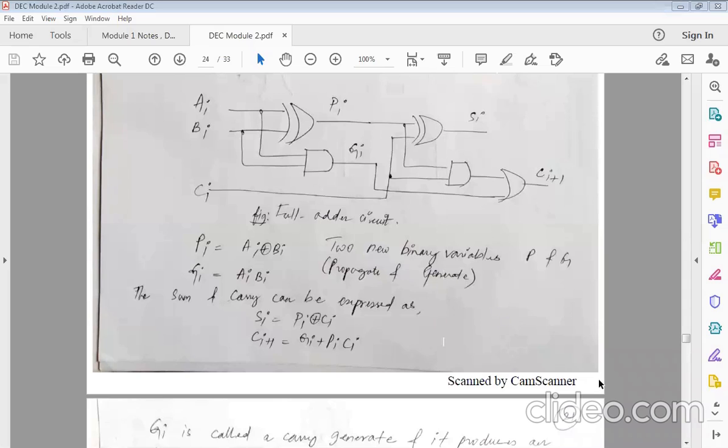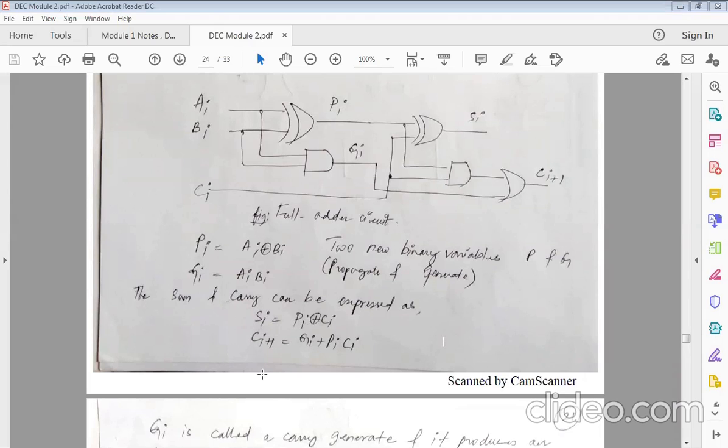Okay, fine. Thank you for that confirmation. So instead of calling it A XORed with B and then XORed with C, I will just substitute A XORed with B, which is nothing but my PI. So that is my propagate.